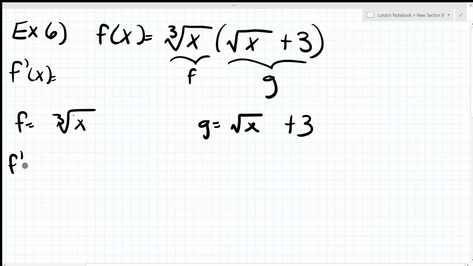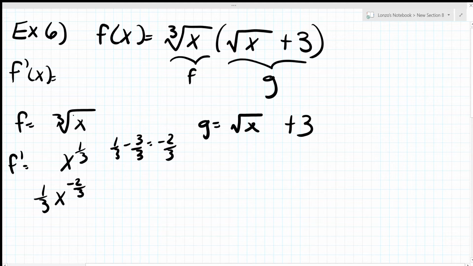I've got to find f prime, so we rewrite this in power form. That's equivalent to saying x to the 1/3. And then you can use the power rule to find the derivative. So it's 1/3 x to the 1/3 minus 1, which is the same thing as 1/3 minus 3/3, which is negative 2/3. So this is going to be negative 2/3.